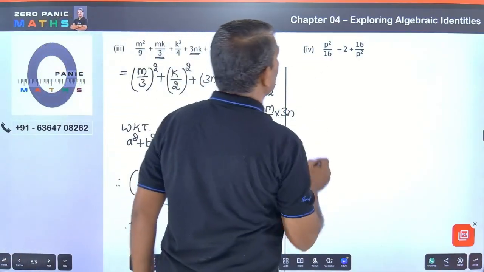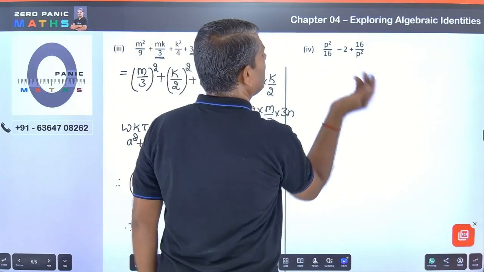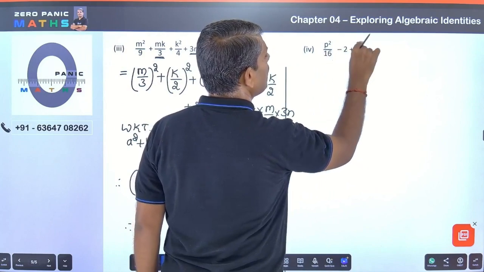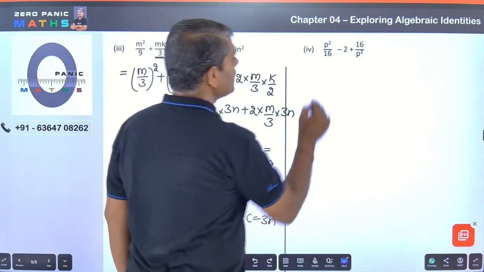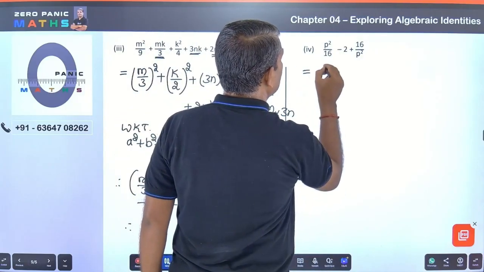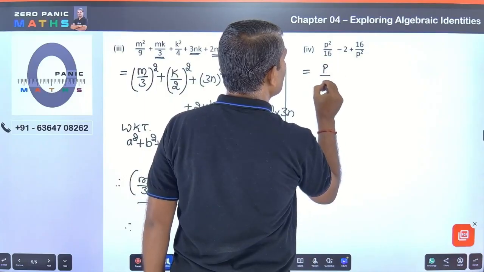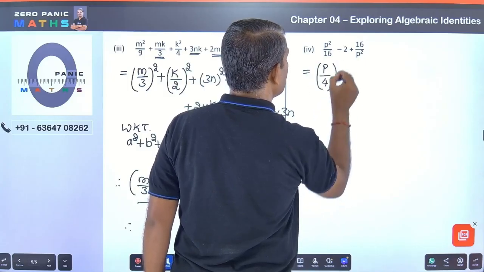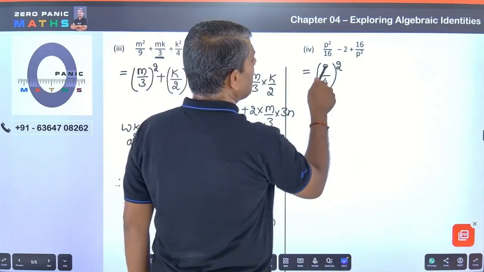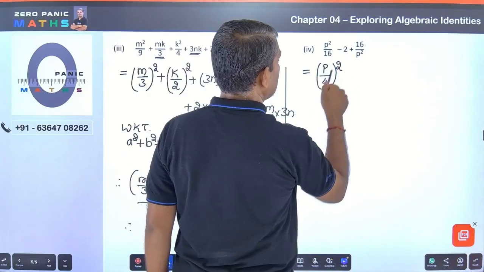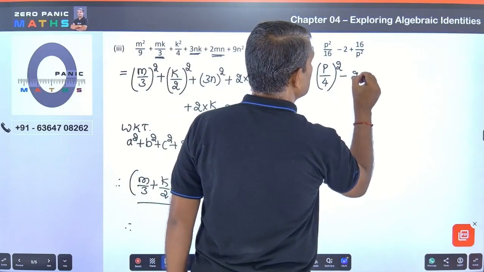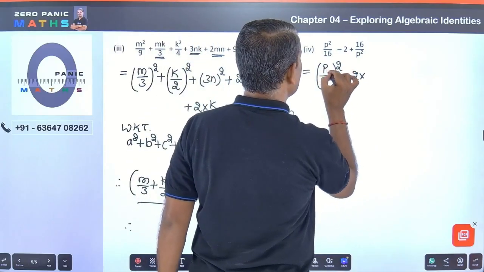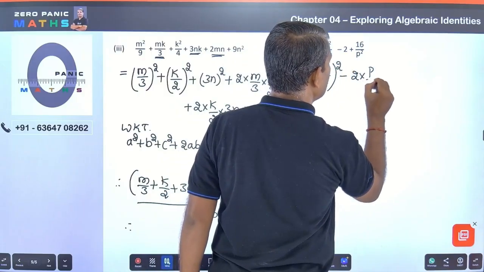Let us look at this problem quickly. By looking at the problem you can get that it is a square minus 2ab plus b square format. So let me write that as p by 4, because 16 is also a perfect square. I can write it as p by 4 whole square, which gives me the value of a as p by 4. It is p square by 16 minus 2a. So I told you that you have to just go on writing 2ab. a is p by 4.